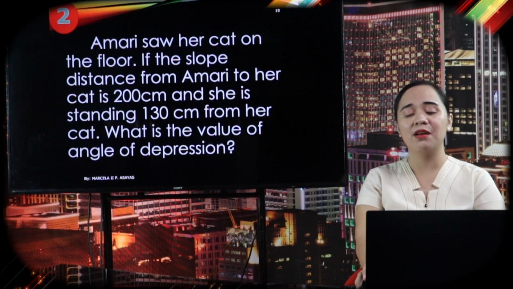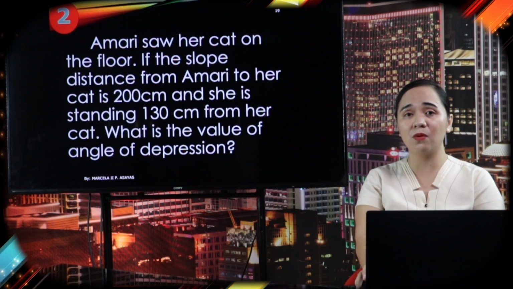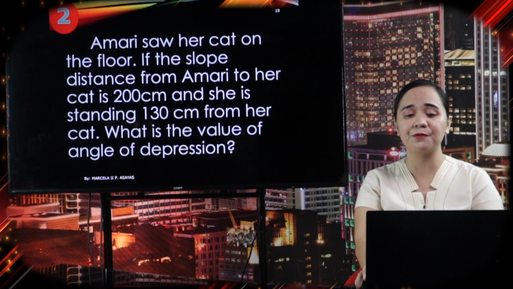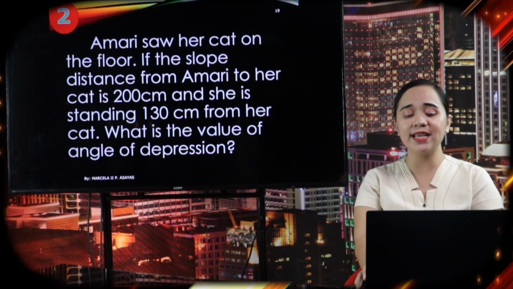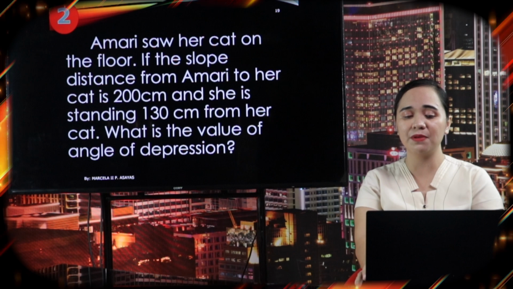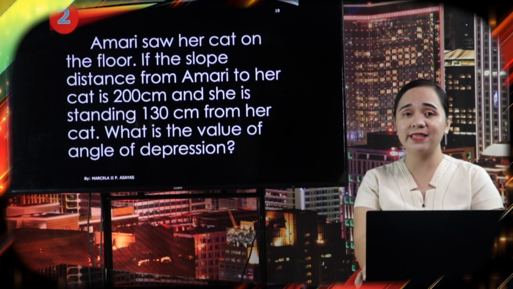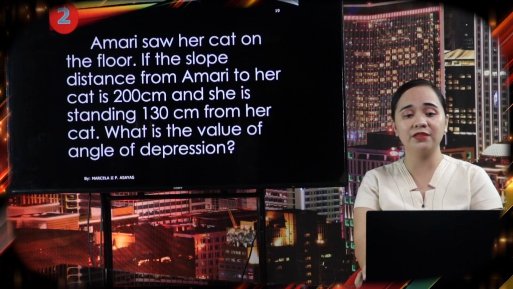Next question. Amory saw her cat on the floor. If the slope distance from Amory to her cat is 200 centimeters and she is standing 130 centimeters from her cat, what is the value of the angle of depression?